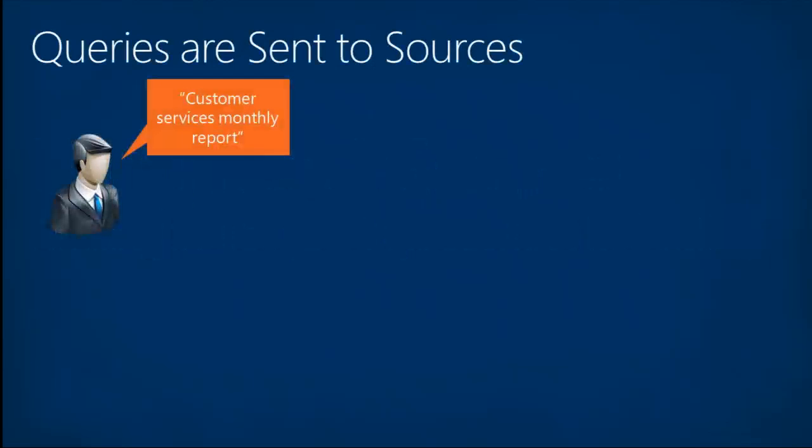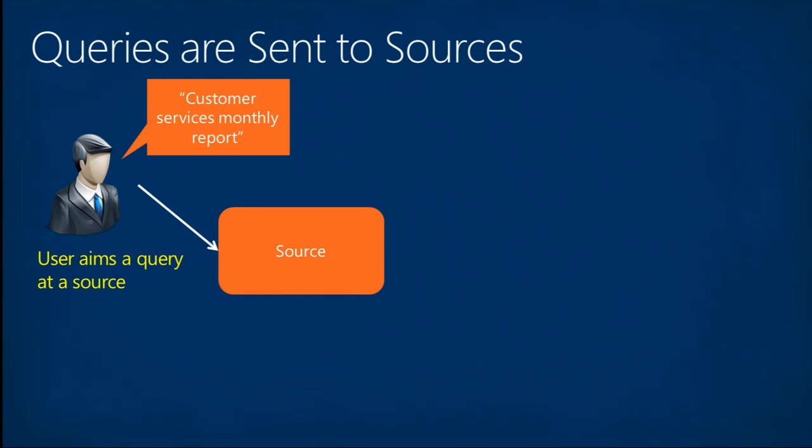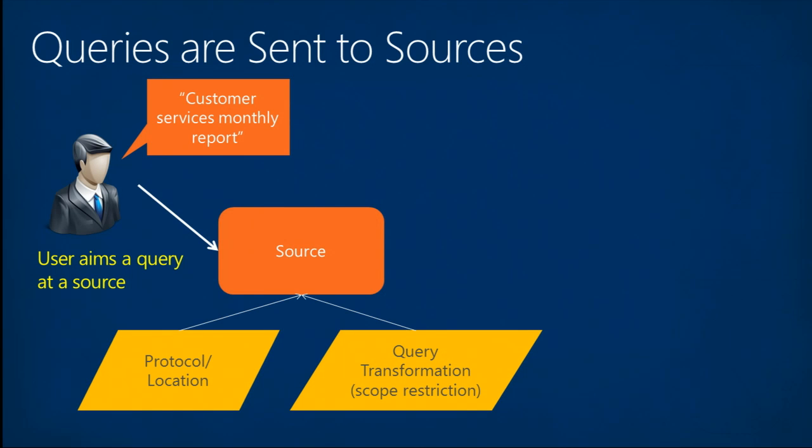The way we think about it, a user will send a query like customer services monthly report to a result source, which is responsible for returning the results. It does that by having two vital pieces of information: the protocol or location, which says where to get the results from, and what we call a query transformation, which tells you how to change the query to get the results you want back. That's the equivalent for users of previous releases of scopes. It's a little broader. And that's how you'll get results.